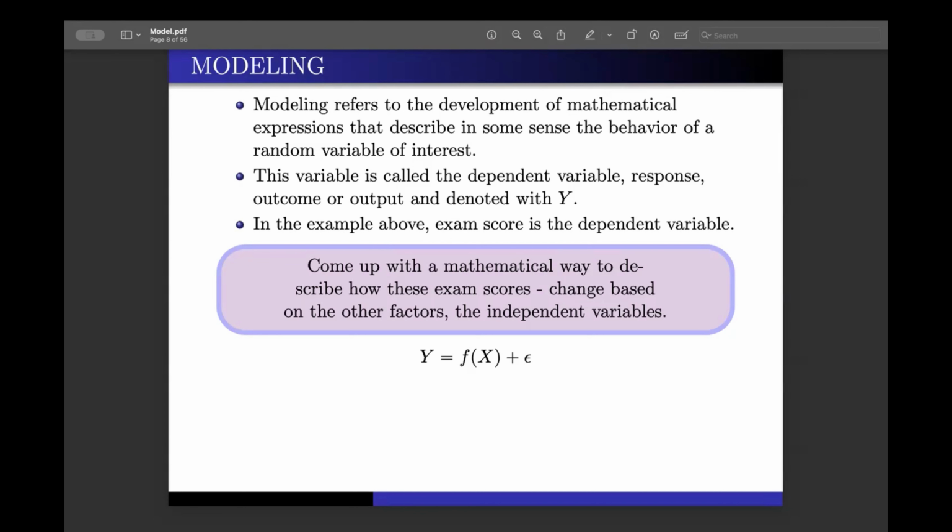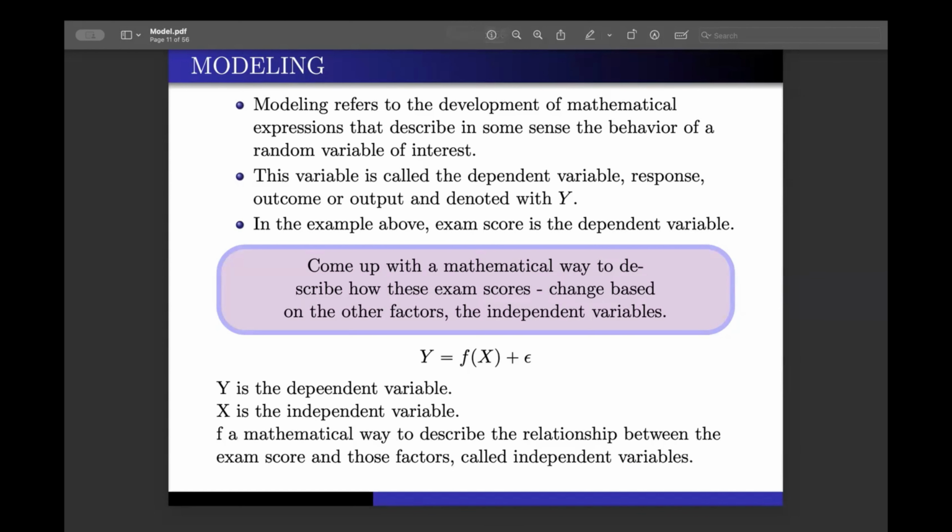So let's break it down and see what all the letters in this equation mean. On the left hand side, we have this letter y, and y is the dependent variable. And then we have a letter x, and this x is the independent variable. We all know what independent variable and dependent variable mean. The next thing we have is the function f. What does this f mean?